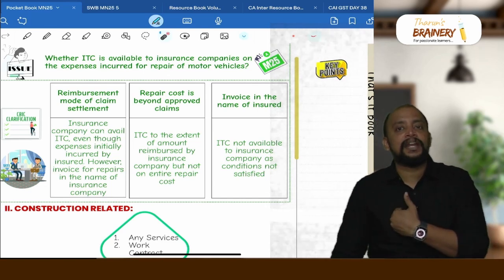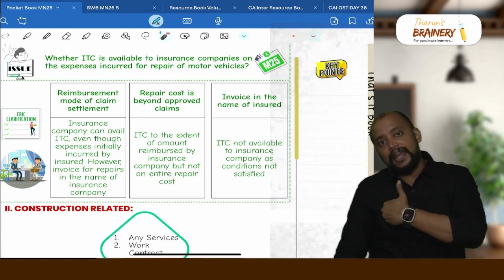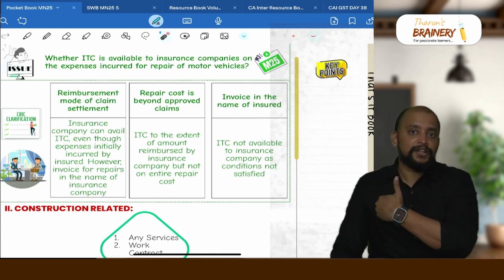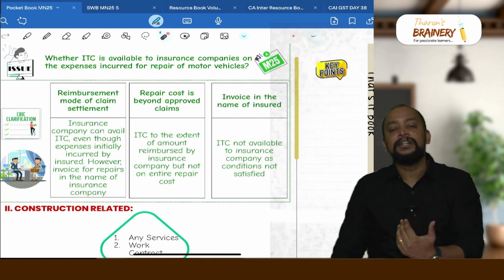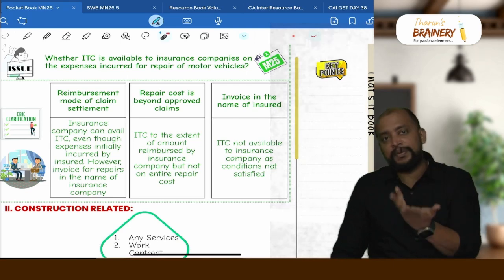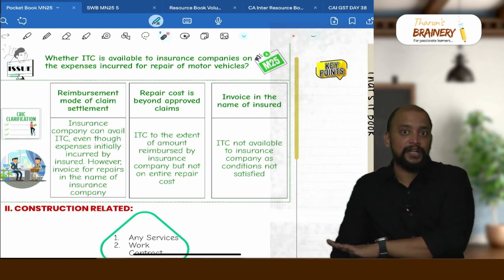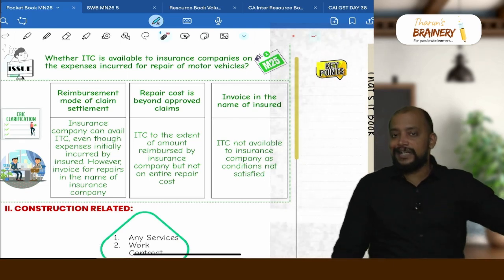What if the invoice is in my name? It depends on me. Suppose if the car is eligible for ITC for me, I can take ITC on repair services. If the car is not eligible for ITC on repair service, I cannot take ITC. That point will be applicable. But for the insurance company, ITC is always available.